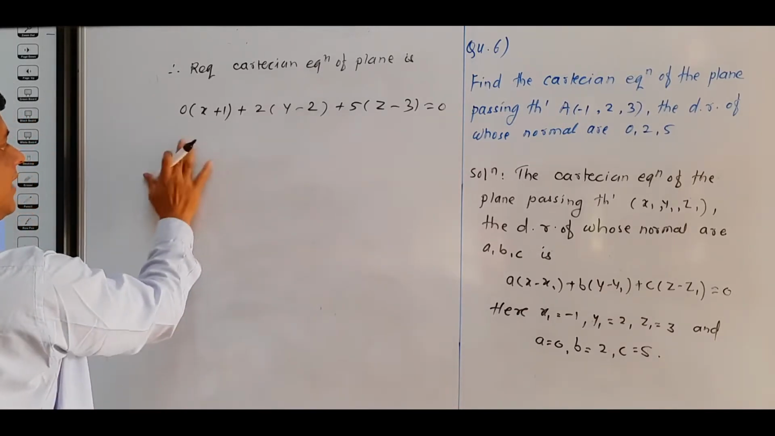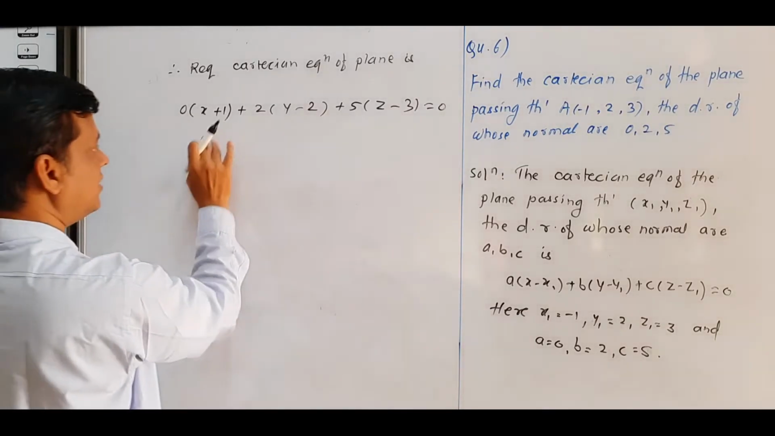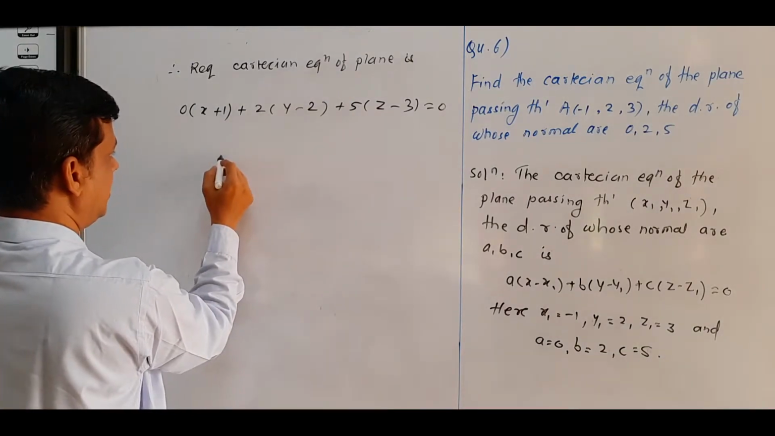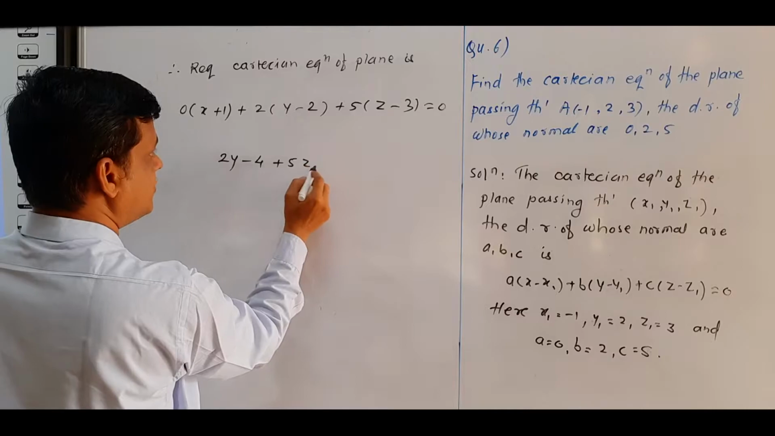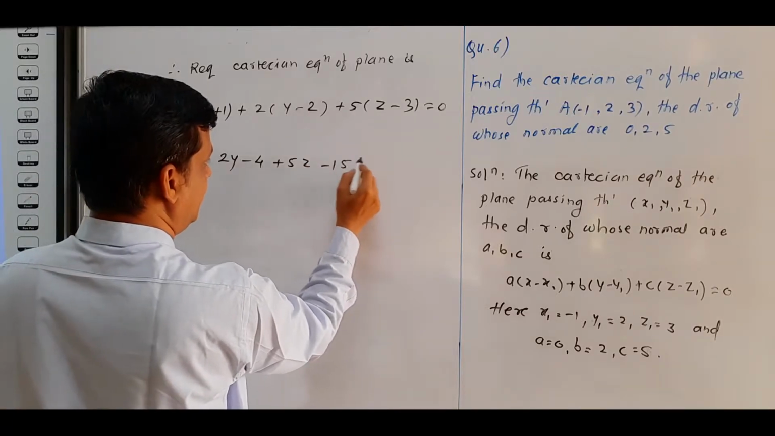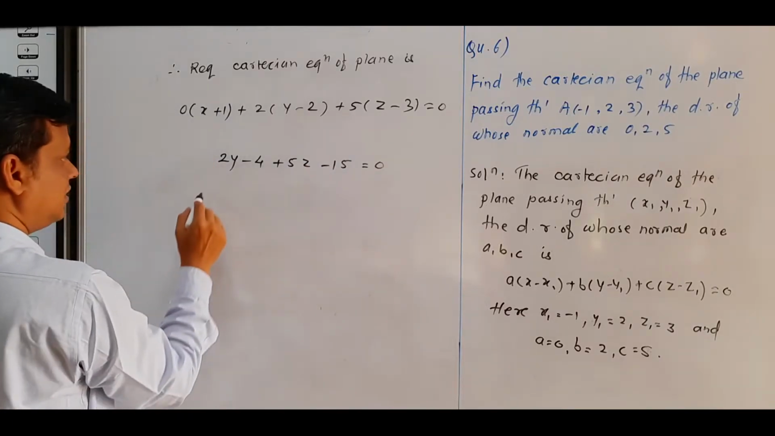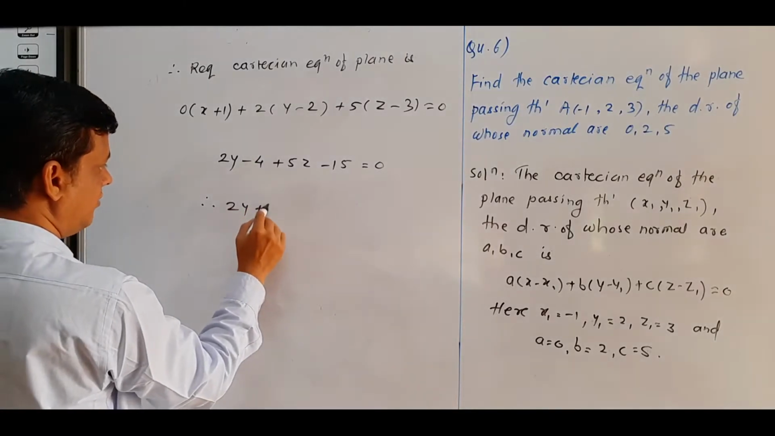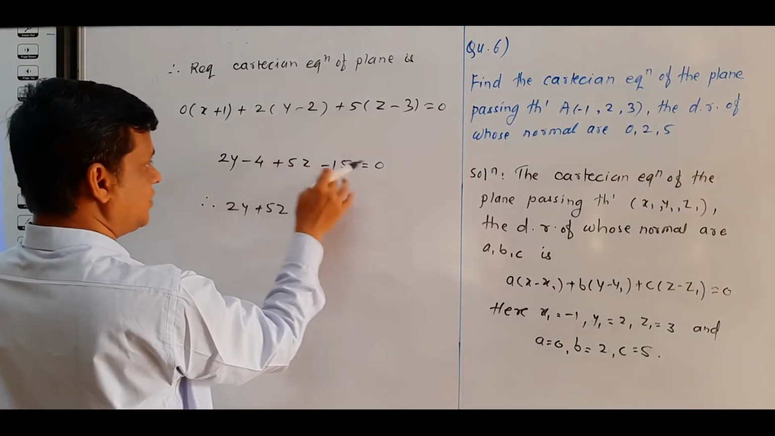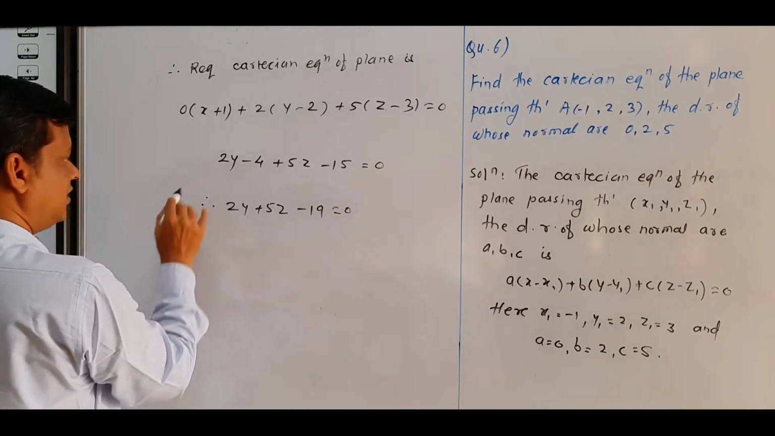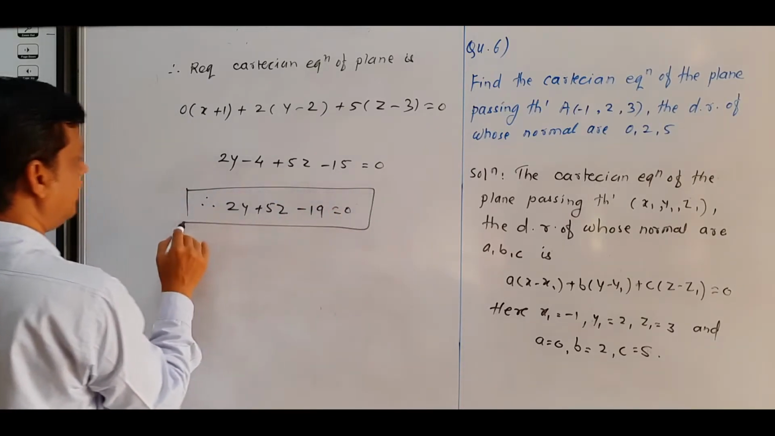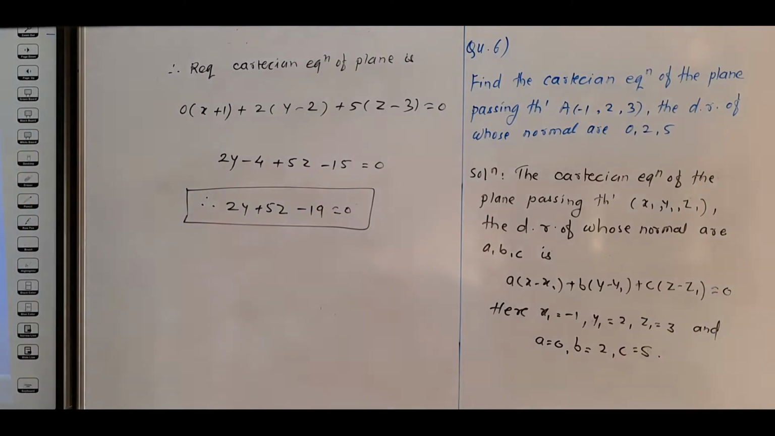Now when we multiply by 0, we get 0, so first term is 0, here we have to multiply by 2, 2y minus 4 plus 5z minus 15 is equals to 0. Therefore we write 2y plus 5z is minus 4 minus 15, so we get minus 19 equals to 0. This is the required equation of plane.